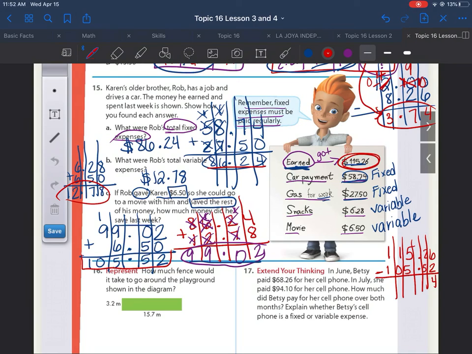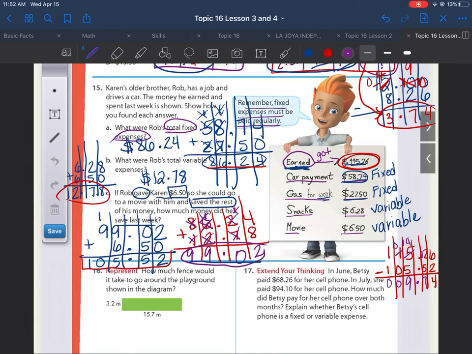6 minus 2 is going to be 4. 2 minus 5 we cannot. So the 5 becomes a 4 and the 2 becomes a 12. 12 minus 5 is going to be 7. 4 minus 5 we cannot. So the 1 becomes a 0 and the 4 becomes a 14. 14 minus 5 is going to be 9. Then 0 minus 0 is 0. 1 minus 1 is 0.